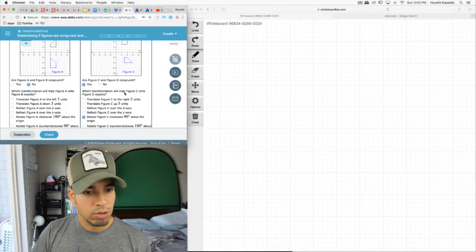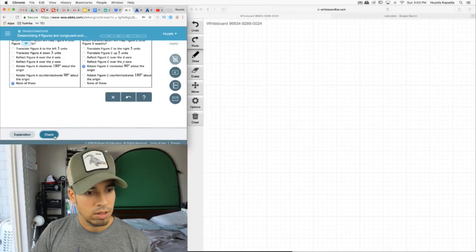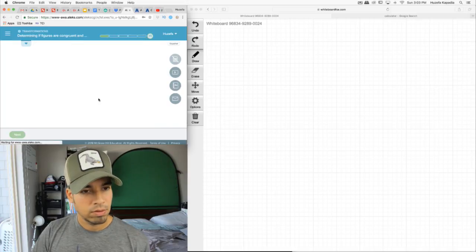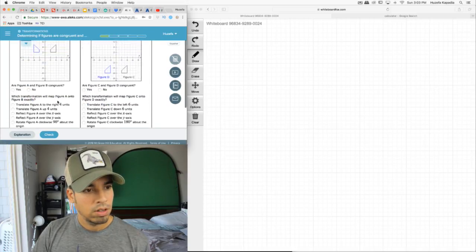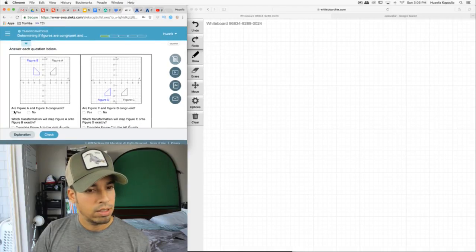So let's see. Figure 9, clockwise rotation about the origin. Boom. Counterclockwise would be going this way. Let's see if that's right. Yes. These two look like they're congruent. So yes, these are congruent.